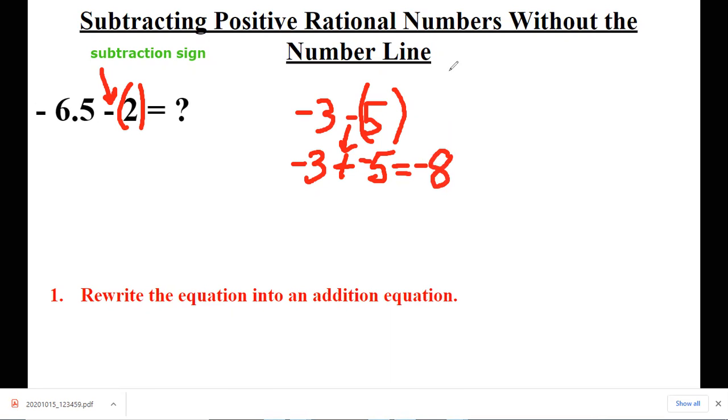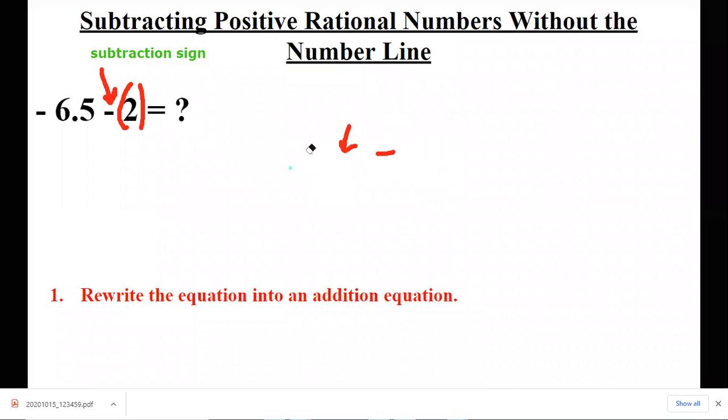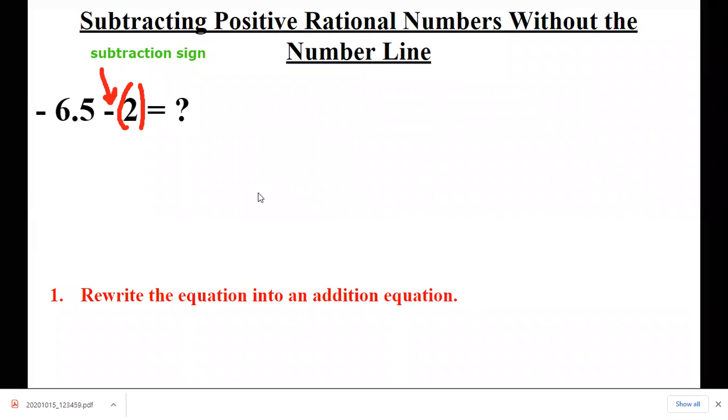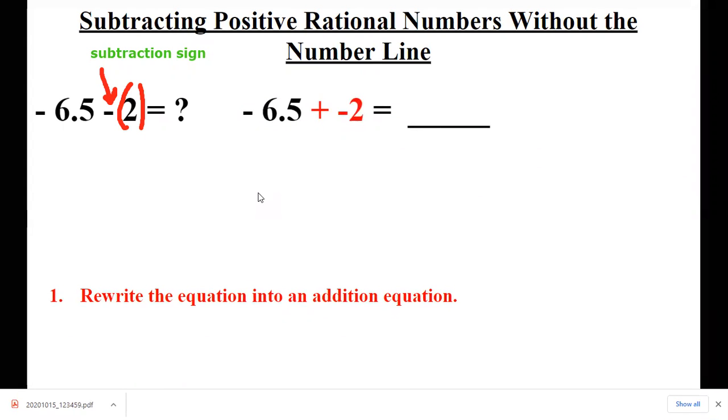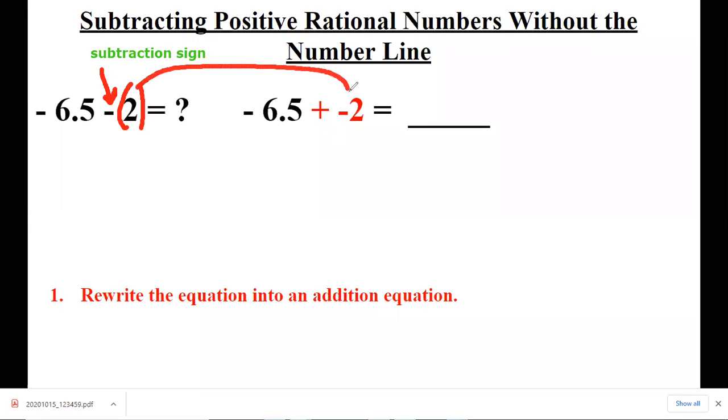So it's going to be the same kind of thing here with rational numbers as it was with integers. So let's rewrite this equation. It becomes negative 6.5, that stays the same. Change our subtraction sign to an addition sign and change our second number to the opposite of what it was, the additive inverse. It was a positive 2, and now it's a negative 2.